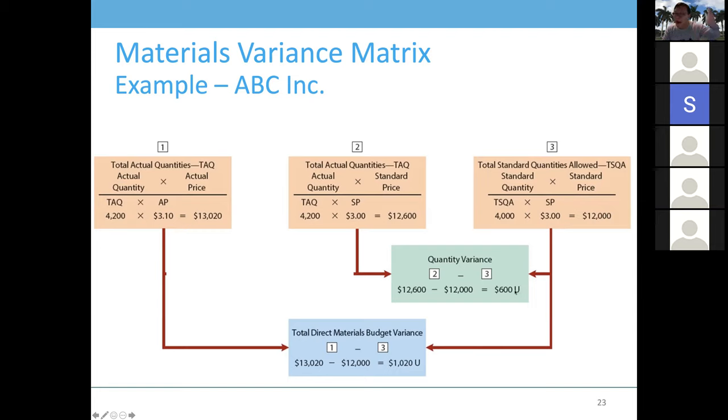Now I'm going to use 1 minus 2. This is going to give me the price variance. So 13,020 minus 12,600, I have a 420. That's unfavorable. So 420 plus 600, these two numbers together, that's the 1,020, the total variance. I'm able to tease out the total variance, unfavorable 1,020, into two components: the quantity variance, which is 600 unfavorable, and the price variance, which is 420 unfavorable.